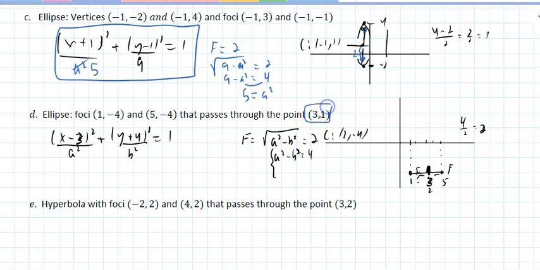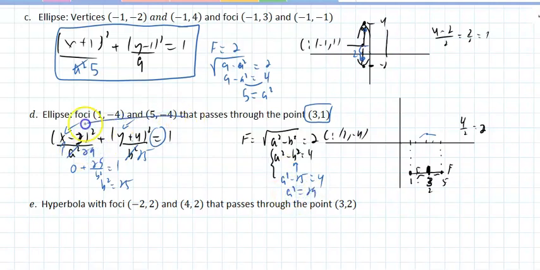The graph passes through the point (3, 1), which means if I replace x by 3 and y by 1, that equality should hold, because that represents all the points on this ellipse. If I replace x by 3, that's 0. Y by 1, that's 5. 5 squared is 25 over b squared equals 1, so b squared equals 25. Put 25 there: a squared minus 25 equals 4, so a squared is 29. And that's my equation: (x minus 3) squared over 29 plus (y plus 4) squared over 25 equals 1.